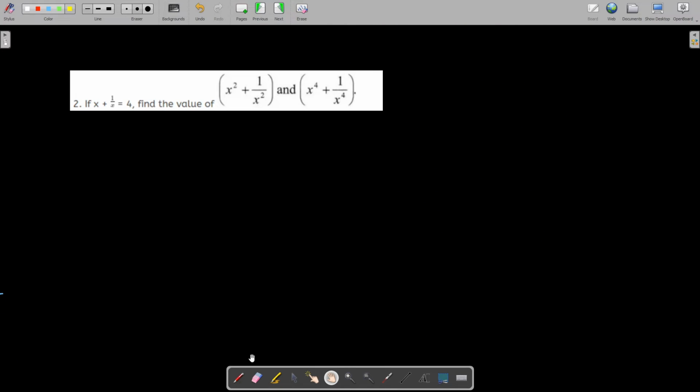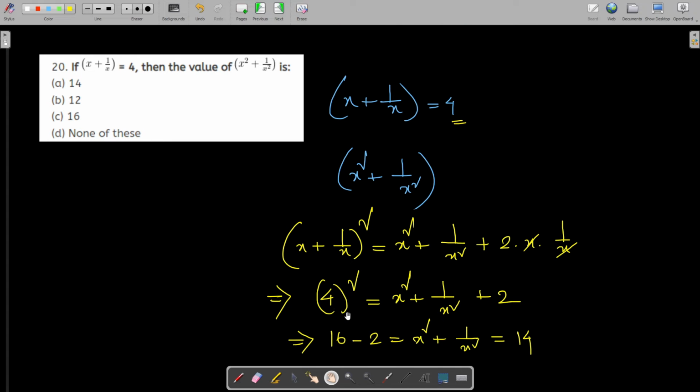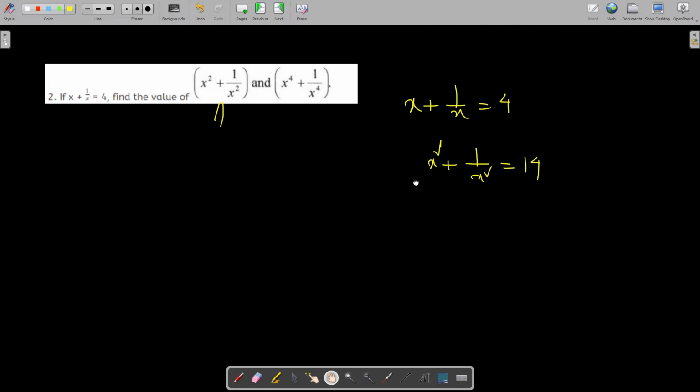So see, same values are given. Here it's given x plus 1 by x equals 4. So we already calculated this value: x square plus 1 by x square was equal to 14. Let's check it again. Yeah, it was given 4. We got the value 14. Now we need to go one step ahead. We need to find the value of x to the power 4 plus 1 by x to the power 4.